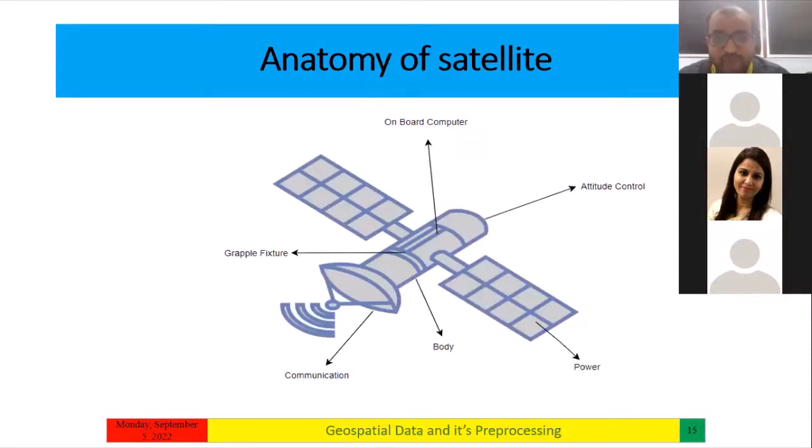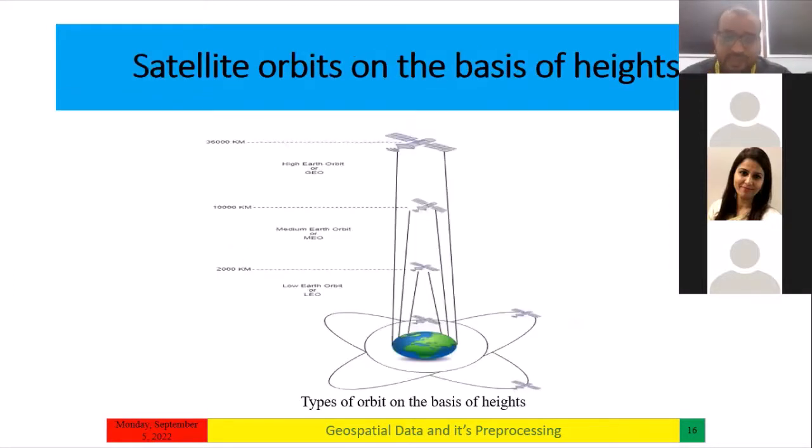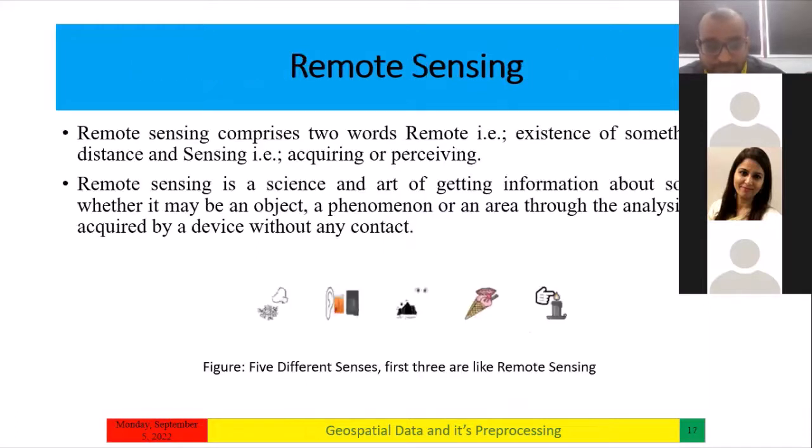So this is the anatomy of a satellite. There are different components, and after combining those components, we can form a satellite. On the basis of height, we have three different kinds of satellites. Low Earth orbit satellites have a height of 2,000 kilometers. At 10,000 kilometers, we have the second kind, the medium Earth orbit satellite. And at more than 36,000 kilometers of height, there is a third kind, called geostationary or high Earth orbit satellites.